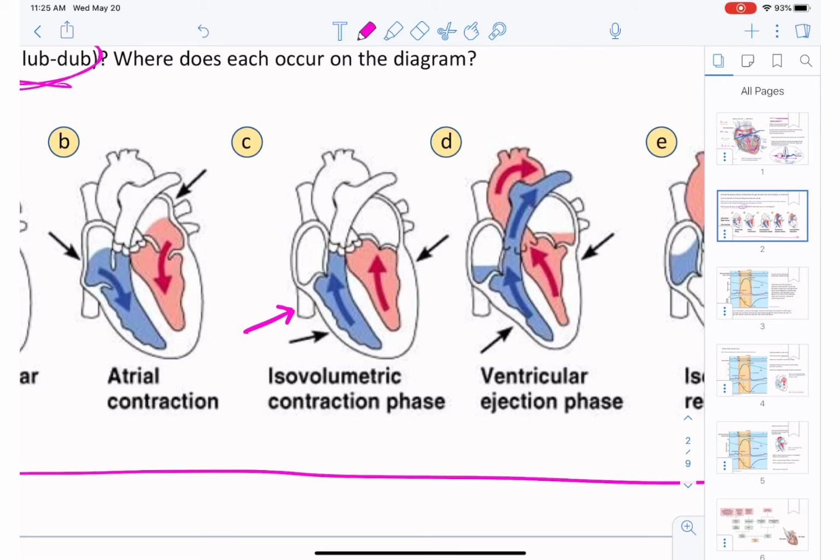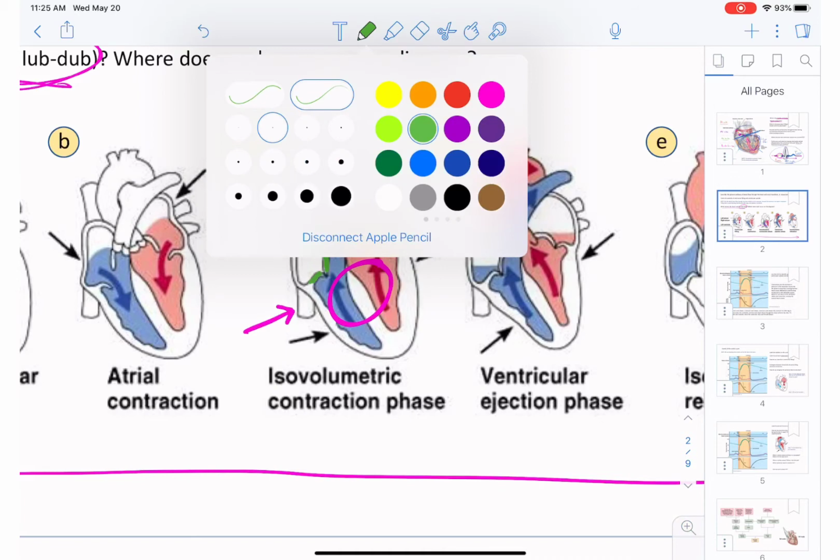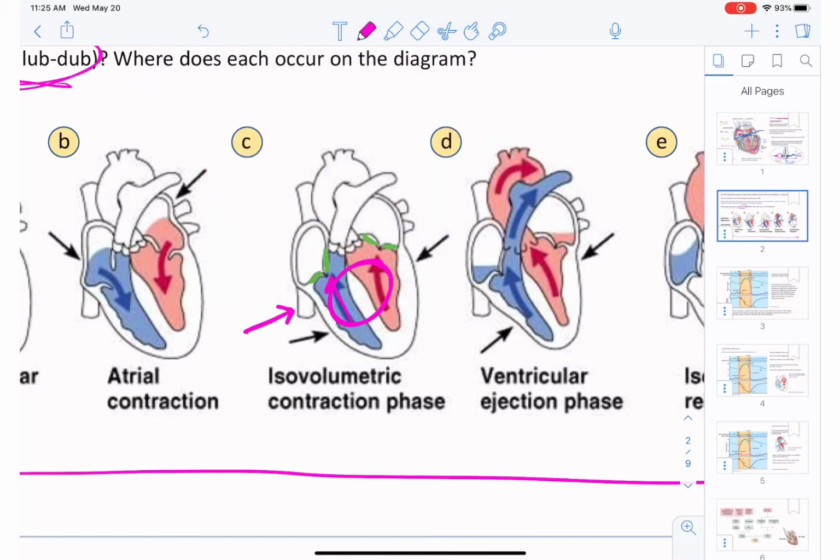What happens is that the ventricles contract, and that causes the pressures in the ventricles to spike. And when that happens, that shoots blood up against these atrioventricular valves there. So blood shoots up against the atrioventricular valves, and that causes those AV valves to snap shut. And the snapping shut of those AV valves is what causes the lub sound.